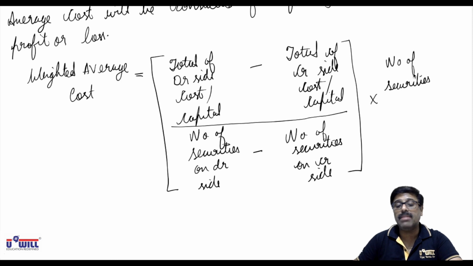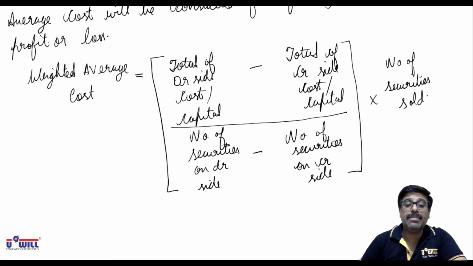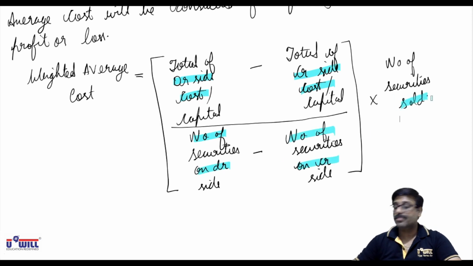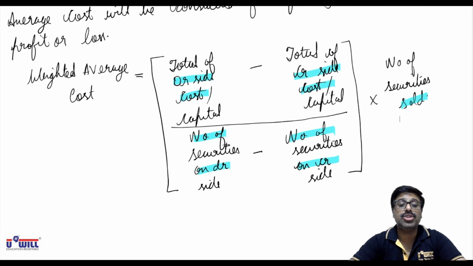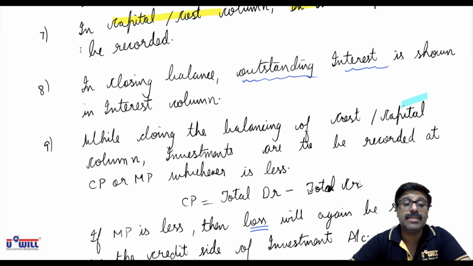This formula will be used. What formula? Total of debit side cost or capital column minus total of credit side cost or capital column, divided by number of securities on debit side minus number of securities on credit side, into number of securities sold. You will be more clear once we take the practical questions. But remember these 11 notes. Look at the 11 notes once again.